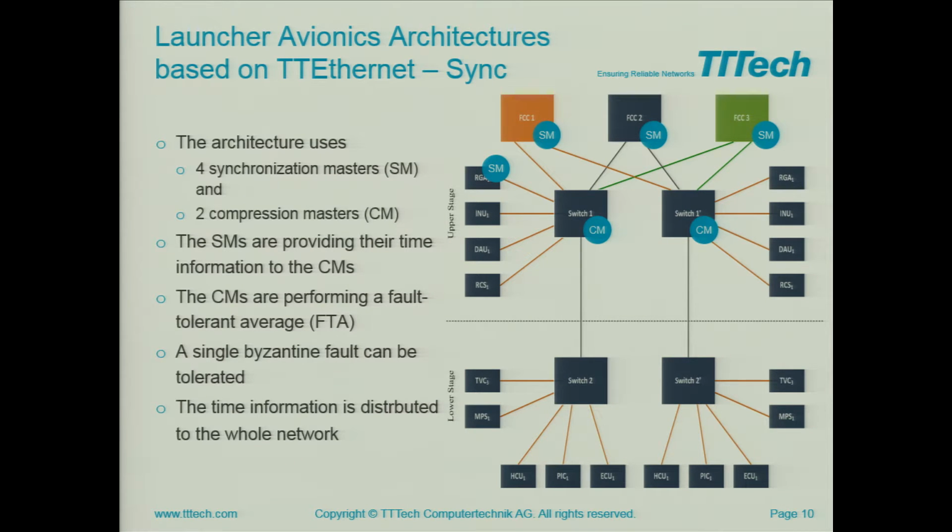So how does this look when we go back to the architecture before? If we have such an architecture, we are now in a star architecture. So we need to define these synchronization masters, which are the ones that provide their clock into the network. Then we need to define the compression masters. These are the ones who are calculating the synchronization. And as long as we have that, we can perform a single fault tolerant clock synchronization in the overall system.